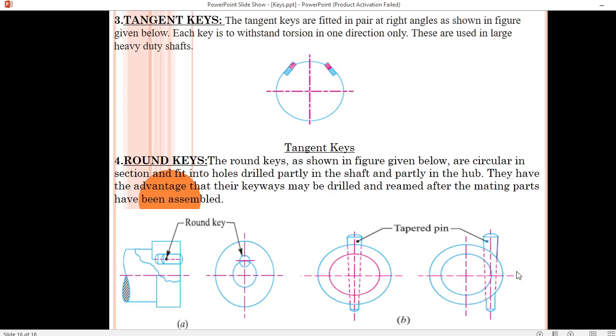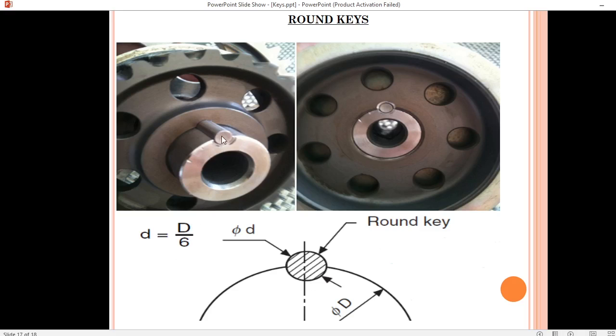Okay, so here you can see this round key and this taper pin is used in the figure. This is how it is inserted, half part in the shaft and the half part in the hub. So here you can see how it is seated, half in the shaft. So this is our round key. Okay, so this is the diameter of shaft and this is the diameter of key. So d is equal to D by 6.